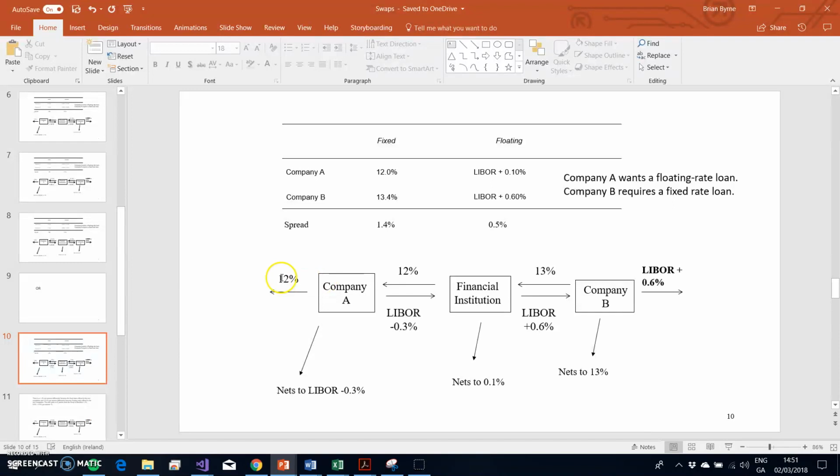And over here, because A is paying out 12, we pay A 12. The two 12s offset each other. And then to engineer this LIBOR minus 0.3, we just pay the financial intermediary LIBOR minus 0.3. When we take the four rates here, receive 13, pay 12, that's a gain of 1%. Receive LIBOR minus 0.3, pay out LIBOR plus 0.6, that's a loss of 0.9%. So the 1% gained and the 0.9% lost nets to 0.1% to the financial institution.